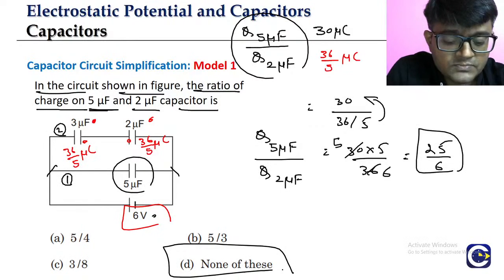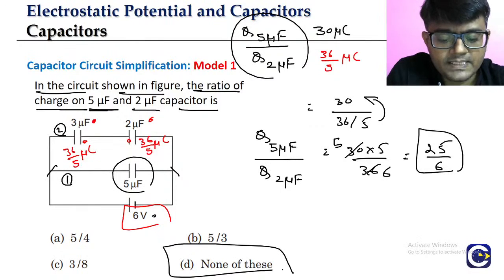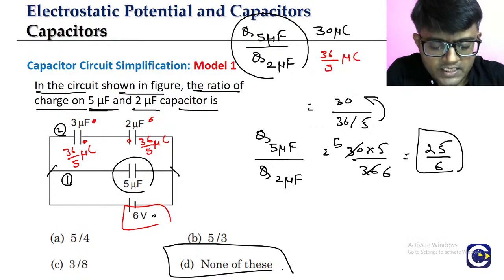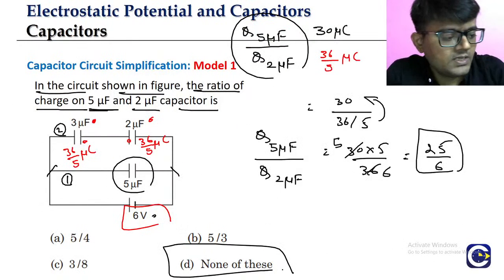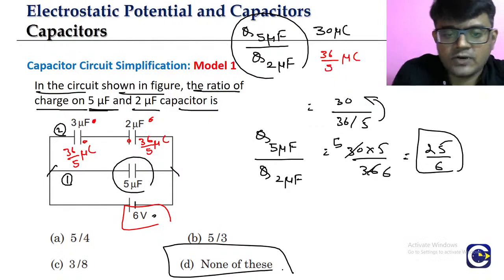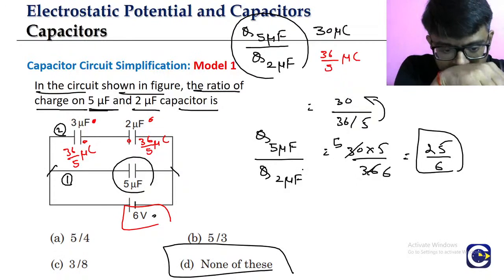So what is the answer for this? The actual ratio is 25 by 6. But it is not in the options we have. So that is why it is none of these. Maithili, you are saying option C? I think that is for the previous question. For this question, the ratio of charge on the 5 microfarad and 2 microfarad is 25 by 6, which will be none of these.